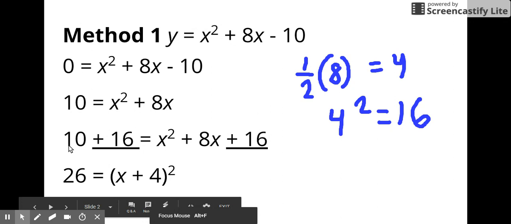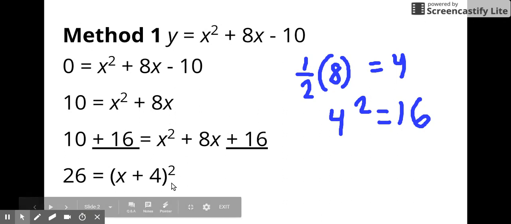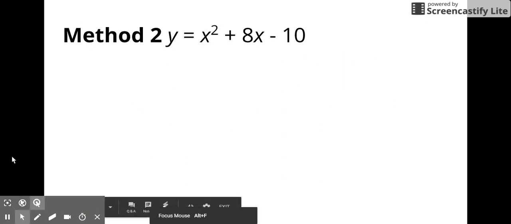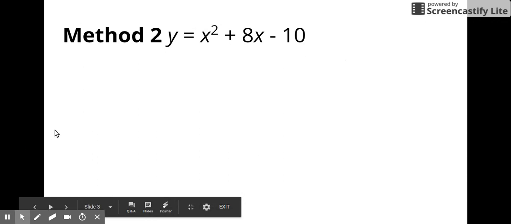And when we simplify the left side, 10 plus 16 is 26, and then x squared plus 8x plus 16 can be written as x plus 4 quantity squared, and that's that perfect square binomial that we were talking about. Let's look at another way to solve or complete the square on the same quadratic.